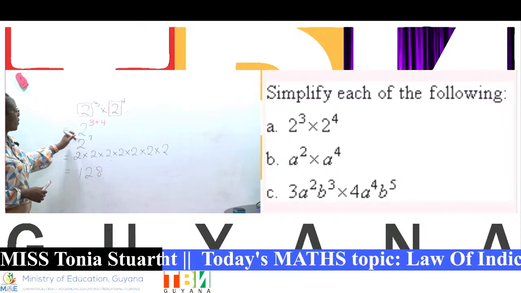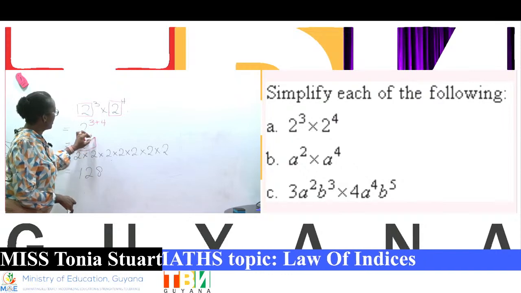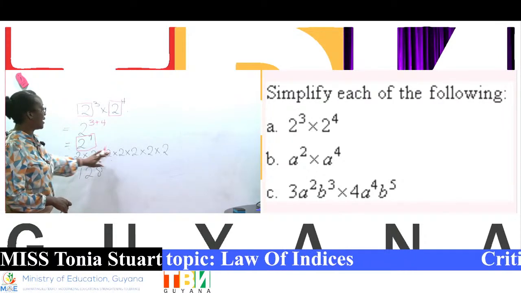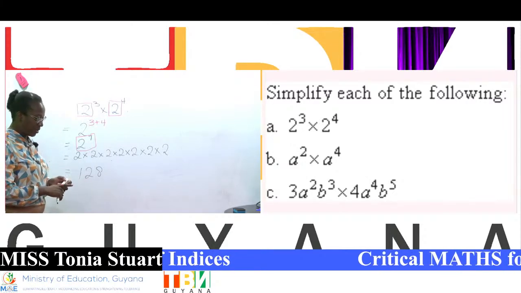Great. So you would have just completed our laws of indices, multiplication, using the same base, adding the powers. You have your law here, giving your index number, and then we can expand it to find the true value. Right? So copy that quickly.